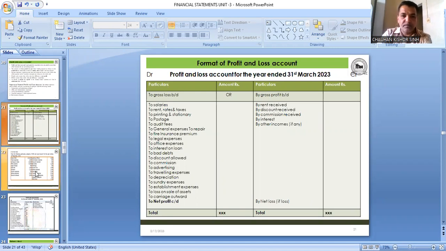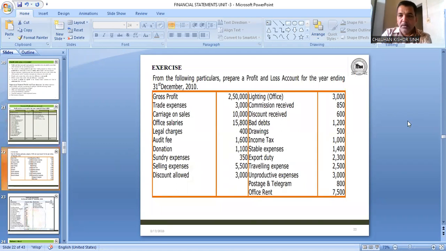First of all, let us see the exercise. Now on the screen, you can see one exercise is given. From the following particulars, prepare the profit and loss account for the year ending 31st December 2010. Now here we have to decide, out of the given items, which item will be recorded on which side of the profit and loss account, whether you will write it on the debit side or credit side. So let us start. First, you can see gross profit is given. So gross profit we will record on the profit and loss account credit side.